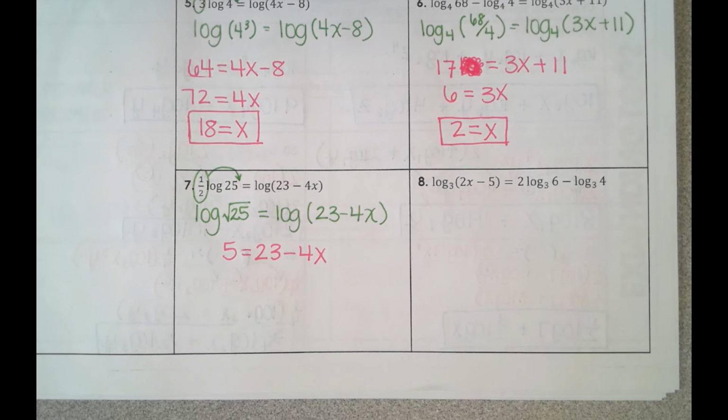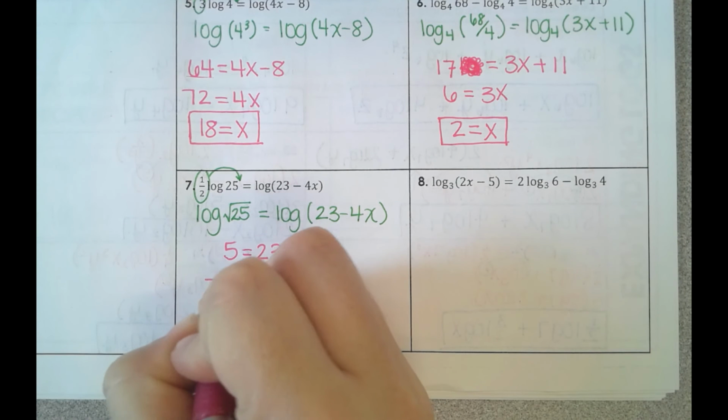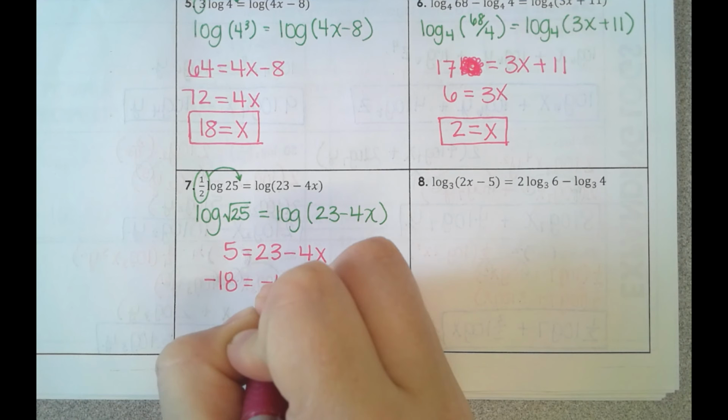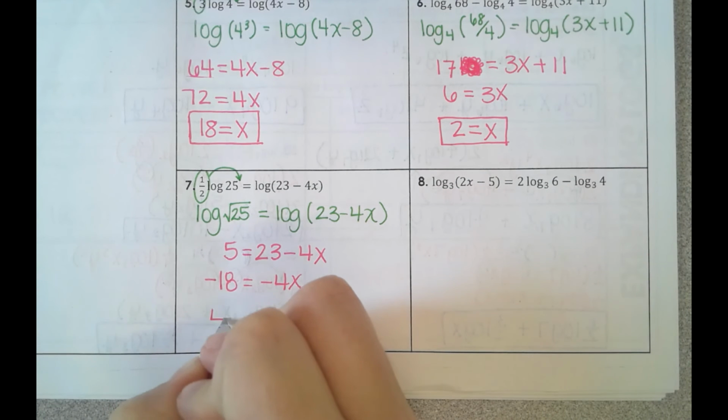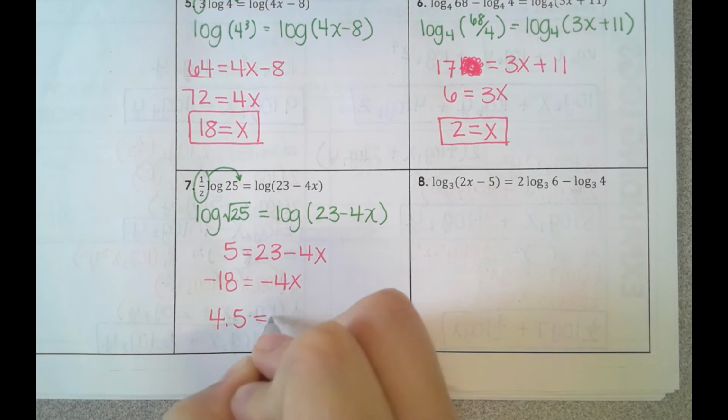If we subtract 23, we get negative 18 equals negative 4x. And if we divide by 4, we get 4.5 equals x.